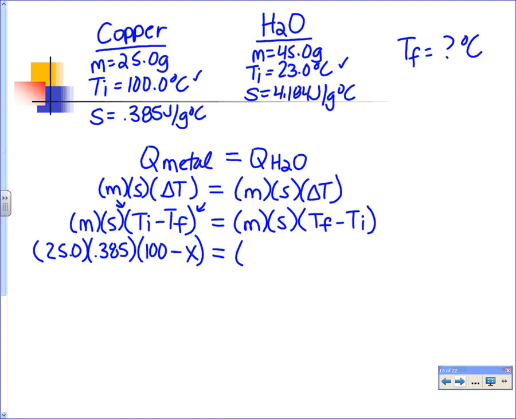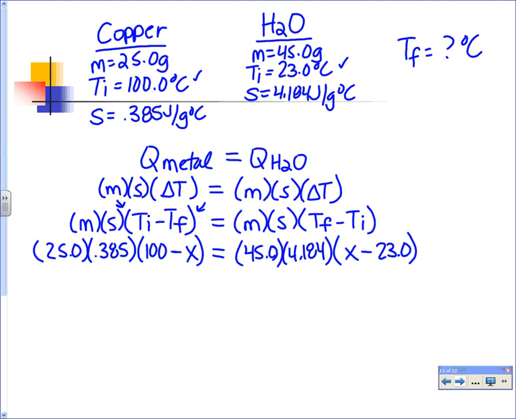For our water, we have 45 grams. Whoops, I said I was going to leave the units out and I put it in. A specific heat. And now we have this T final again, but remember that it's the T final for the system, so the copper and the water are going to be at the same final temperature, so we can make this X as well. And T initial was 23 degrees Celsius.